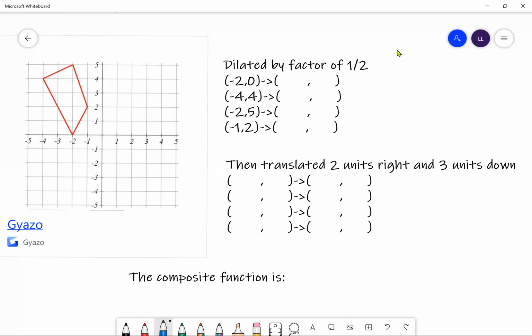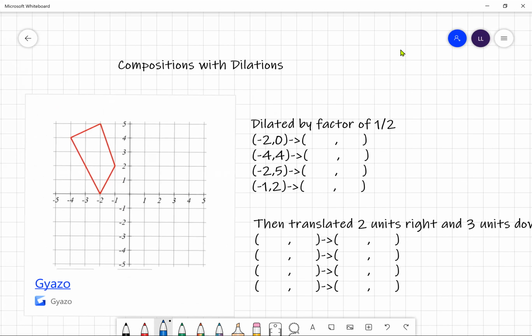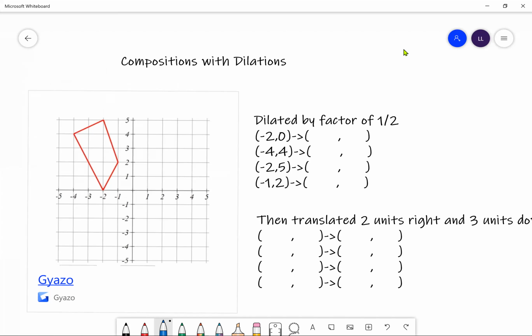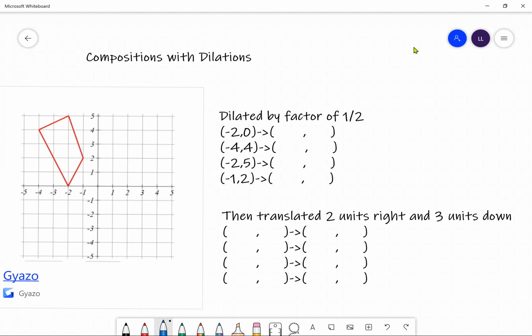So first things first, let me go ahead and explain what a composite function is. A composite function is basically combining two functions, right? So I'm going to actually write the function rule for the one that we have here. So we have that it was dilated by a factor of 1/2. That's the first thing that happened. And then it was translated 2 units to the right and 3 units down. That is the second thing that happened.